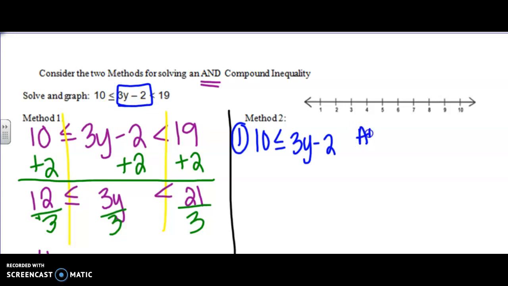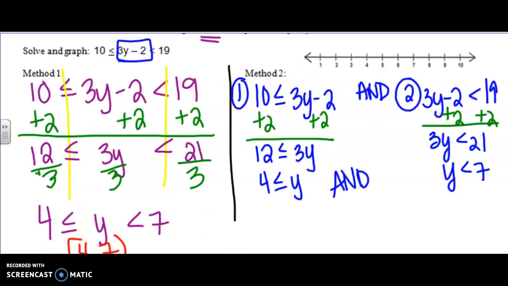And then you would put the word "and," and then you would put a second part, which would be 3y minus 2 is less than 19. And then you solve both of them individually. So go ahead and pause it. I'm going to pause it and I'm going to solve each of them individually. Okay, so here's the issue.